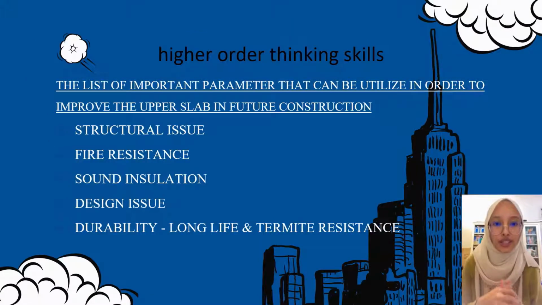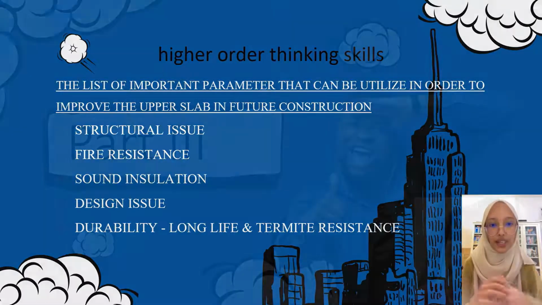Furthermore, for the higher order thinking skill, we have made a list of important parameters that can be utilized in order to improve the upper slab in future construction, which are structural issue aspect, fire resistant aspect, sound insulation aspect, design issue, durability, long life, and termite resistant aspect.